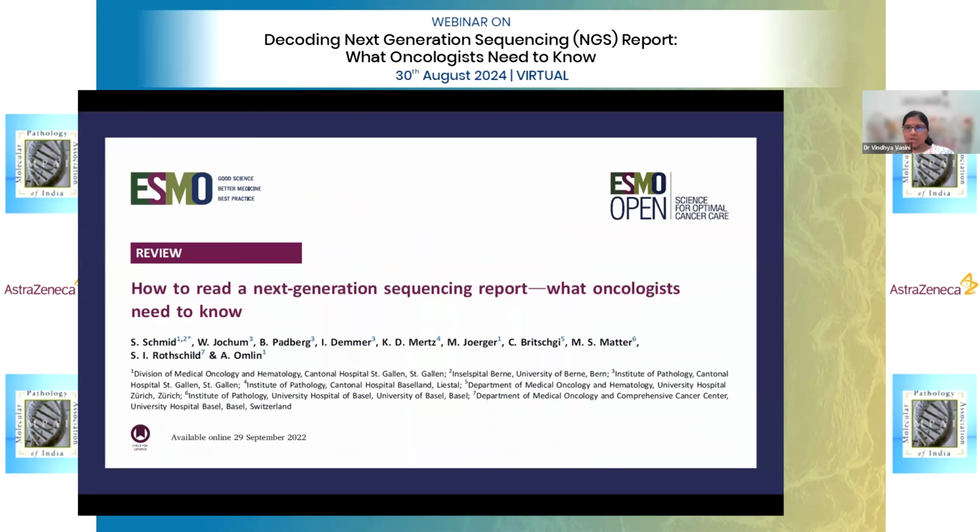Yes, I just wanted to ask, if we are doing only a hotspot panel, what is the minimum number of genes that we need to test to look for MSI and TMB? Okay. In a hotspot panel, can you get a TMB and MSI?